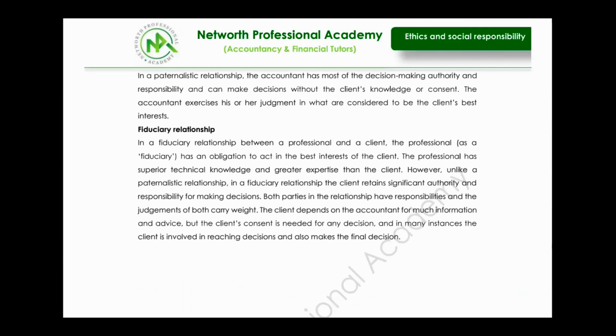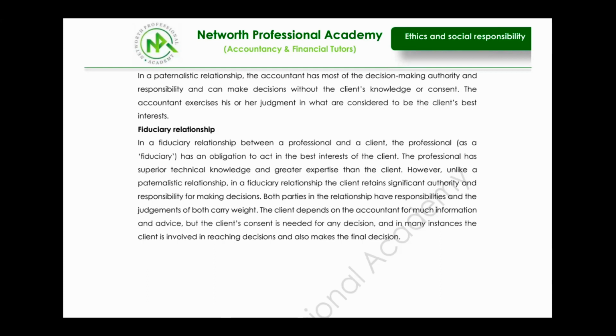Good. Last but not the least is the fiduciary relationship. Now, in a fiduciary relationship between a professional and a client, the professional, as a fiduciary, has an obligation to act in the best interest of the client. A very good example of this are all these people that do stocks, that are into stock, foreign exchange. You've given them the money and you have empowered them to act in your best interest.